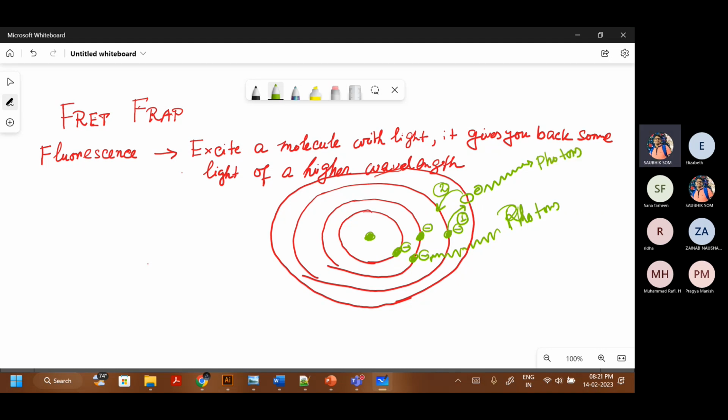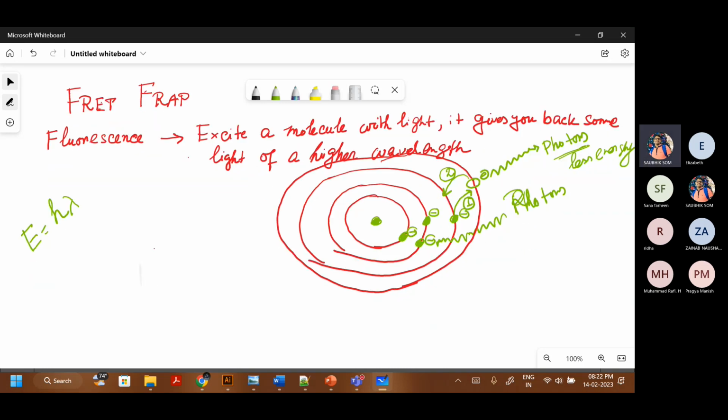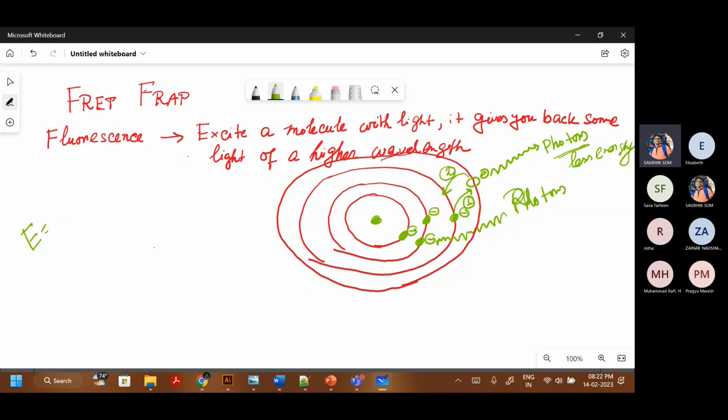Now there are several laws which show that this has less energy compared to this one. So as you know, E is equal to h nu, which is hc by lambda. So if it has to be less energy, it has to be more wavelength.